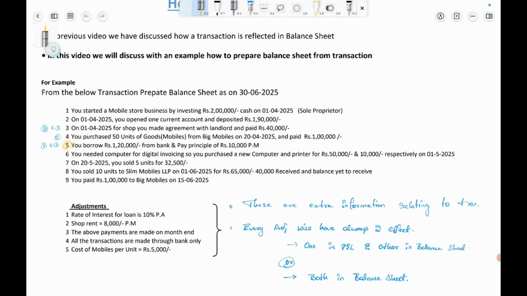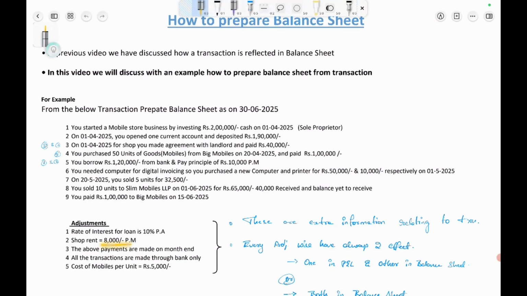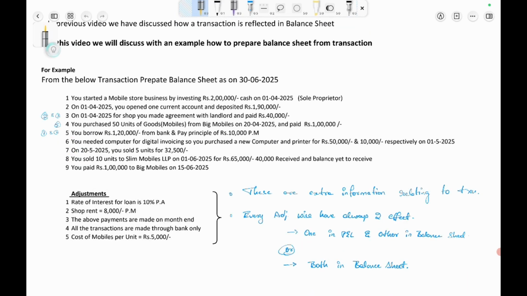So I have written 1 and 3 because this says the above payments are made on month end, that is interest and rent. So I have noted 3. Shop rent 8,000 per month. It relates to transaction number 3. So I have noted it down here. Again 3, because it should be made on month end. So let's begin to pass journal entries.